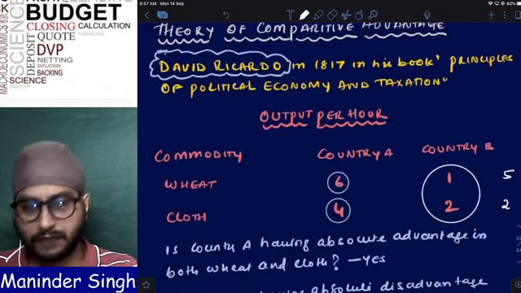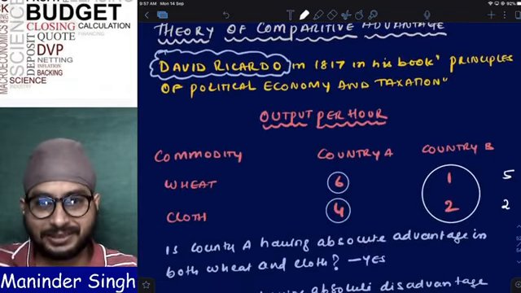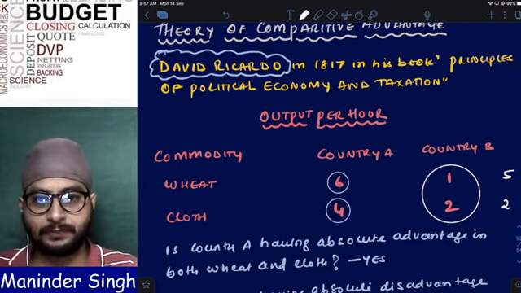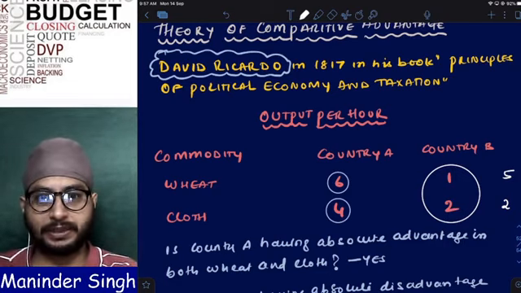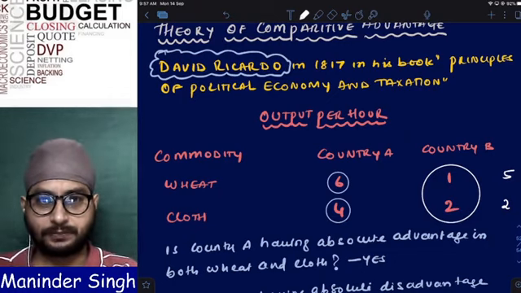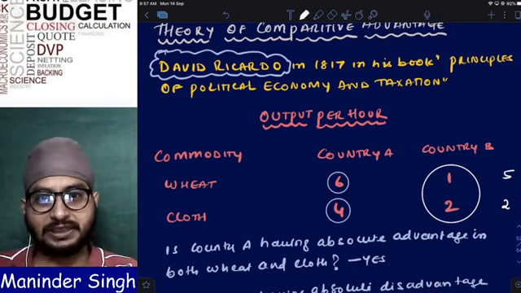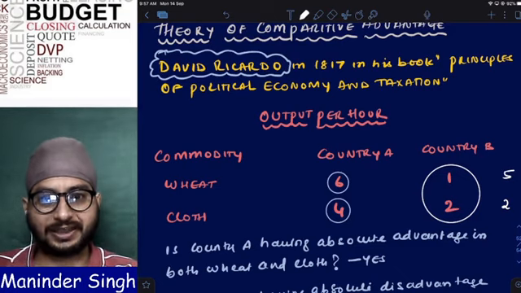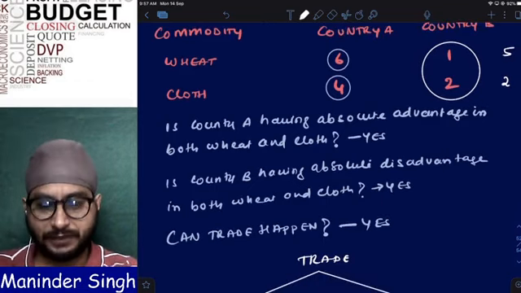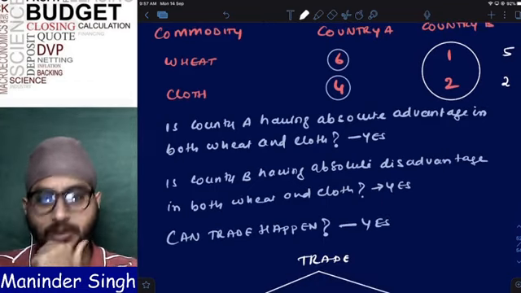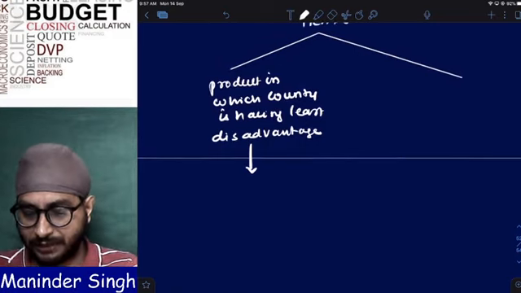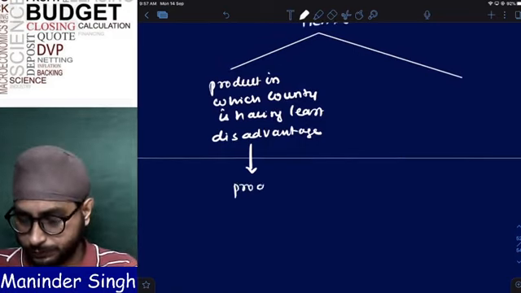If I produce cloth, I will have lesser losses compared to production of wheat. Now tell, I hope in NPV you might have studied, right? If the NPV of a project is positive, I will select it. If one is positive, one is negative, I will select the positive one. If both are negative, I will select the project which is least negative, right? Here also I am selecting that product in which I am having lesser losses compared to more loss. So the product in which the country is having least disadvantage, produce and export.